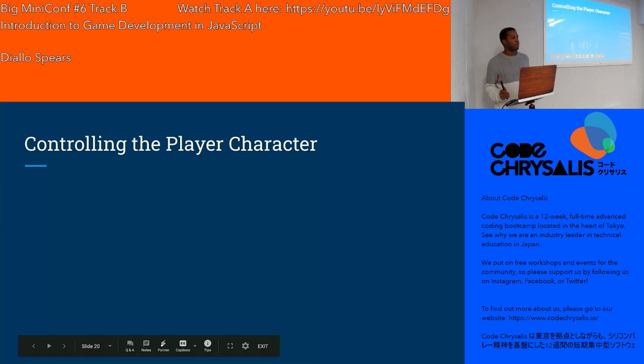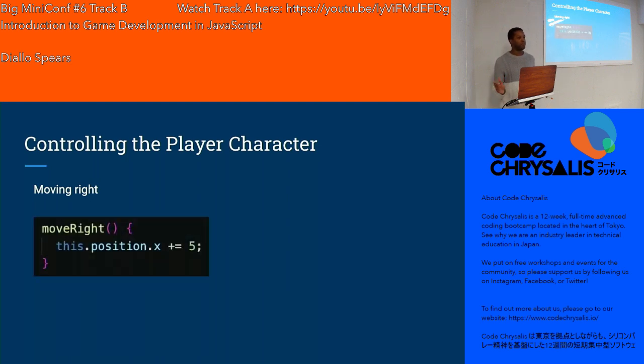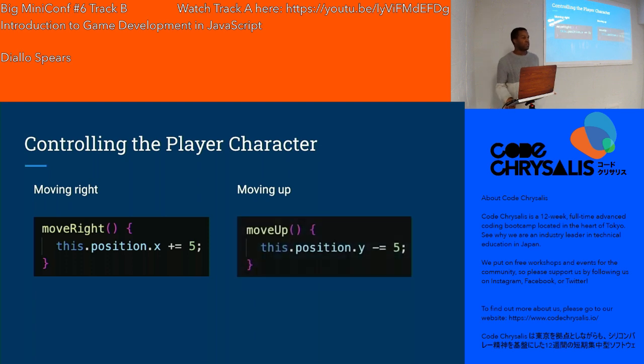Okay, so let's talk about what that looks like in coding terms. We can actually encapsulate that behavior that I just talked about in functions. So if I want to move the player right, I can create a sort of move right function, which every time it's called is going to update the player's position.x value. Or if I want to move it up, for example, I could create a move up function that every time it's called is going to update the position.y value and decrease it.